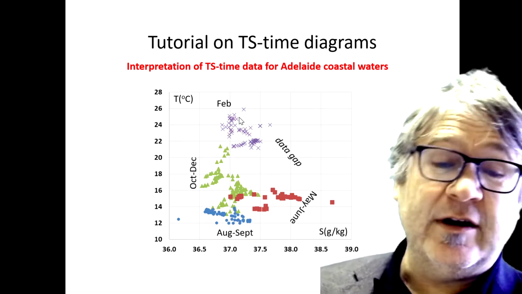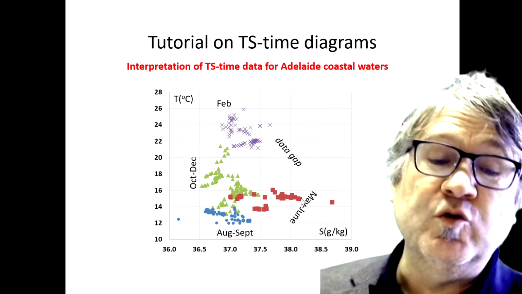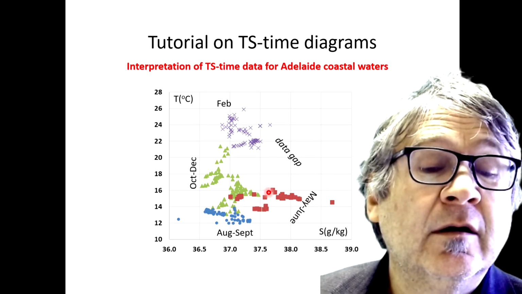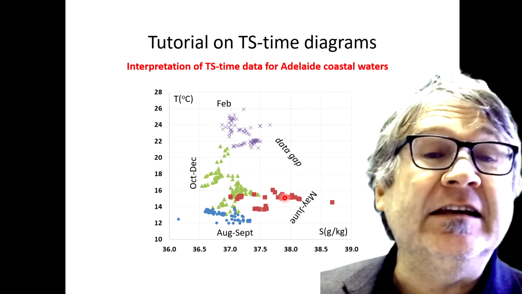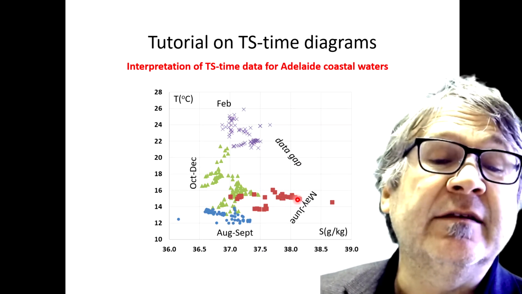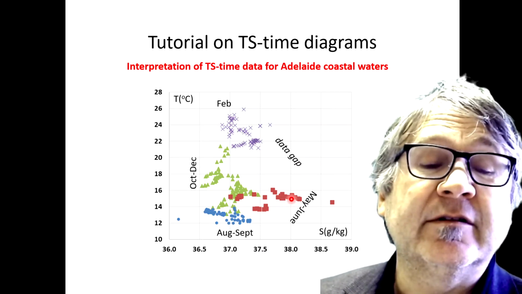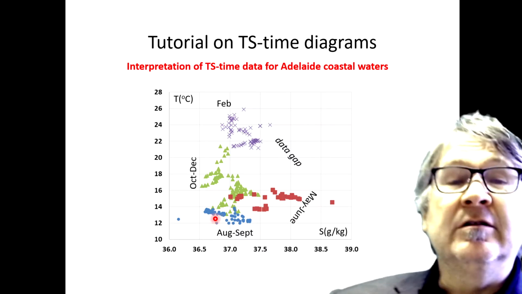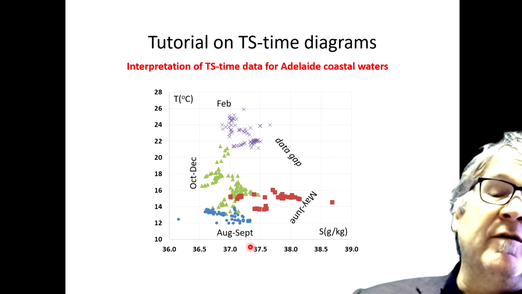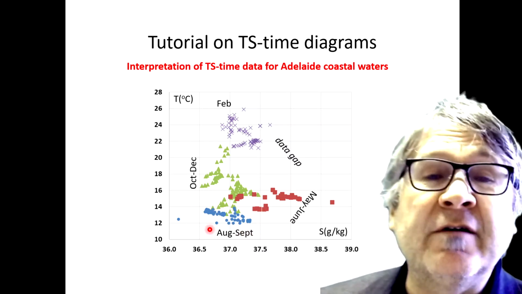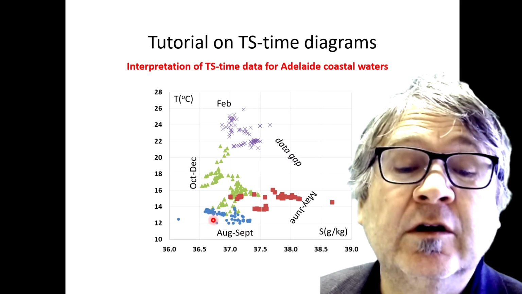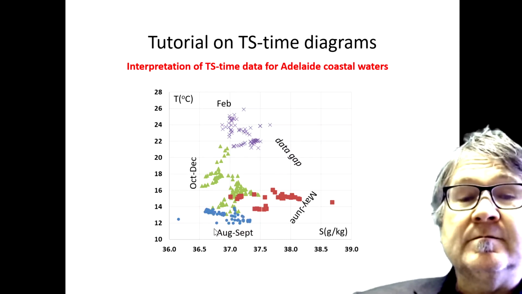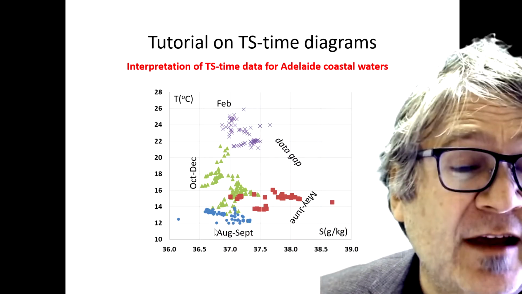In contrast, in May, June, it's down here, you have temperatures of 15 degrees Celsius, and the salinity is increased. It's at 38. And then the coldest period is that of August and September, where you have temperatures down to 12 degrees Celsius. So fairly cold. So now it's about the interpretation.